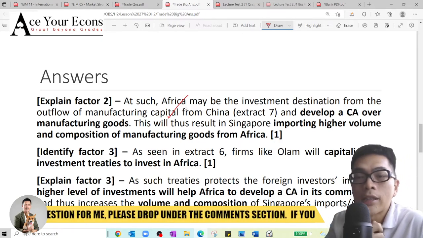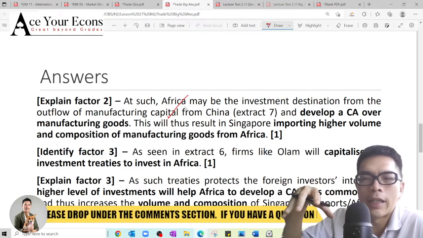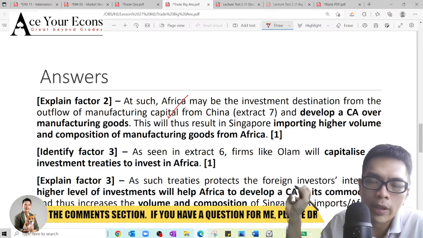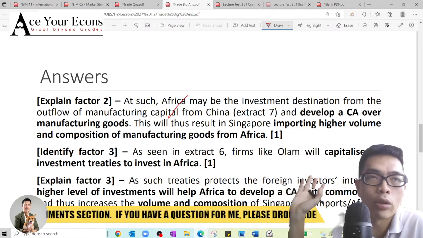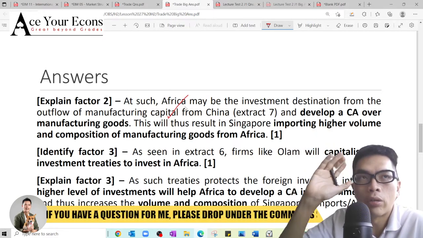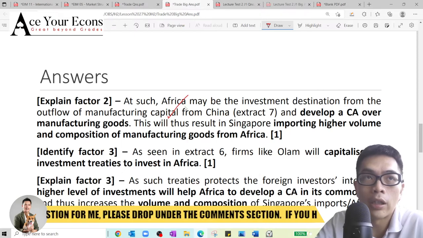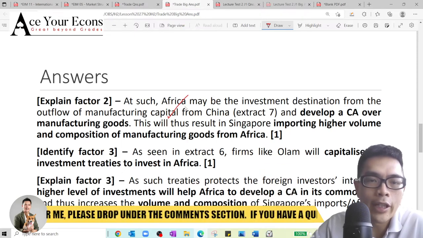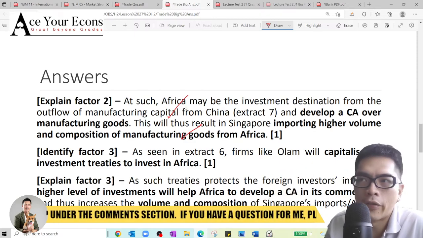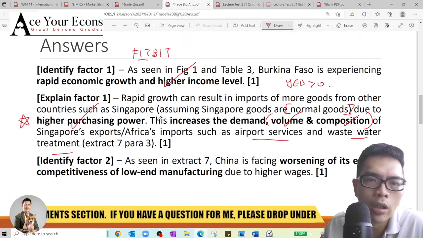And remember, just as somebody asked me, how to play around with over time. Over time, Africa stands to benefit when they can develop a comparative advantage in manufacturing goods. When they are able to absorb manufacturing capital from, let's say, Japan and Korea, who find China too costly, then the composition of Singapore's imports from Africa is going to be different. Initially it will be commodities, but over time it's going to be a higher volume and composition of manufacturing goods, should Africa develop a comparative advantage in manufacturing. Is everyone clear? So this is how we play around with the first alphabet F, not specifically factor endowment.